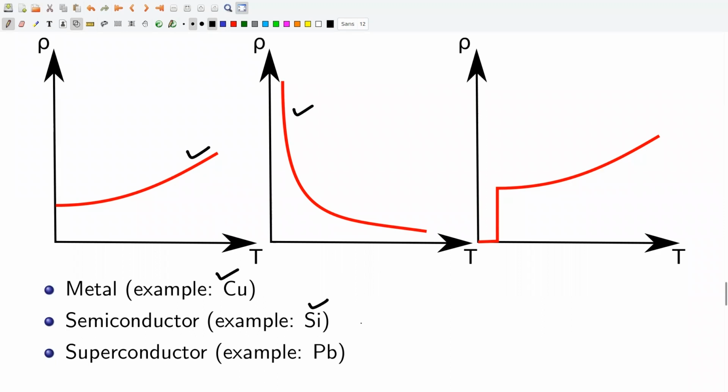Then there is a third class of materials known as superconductors, for example, lead. In such materials, below a certain temperature, the resistivity suddenly drops to 0. This is just for your information, and we are not going to discuss superconductivity in this course.